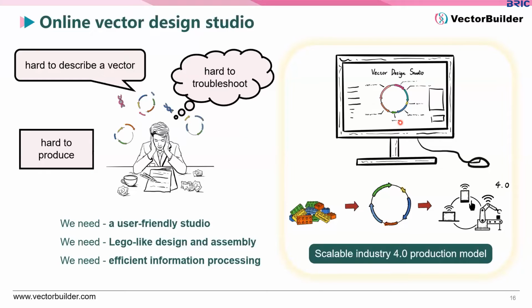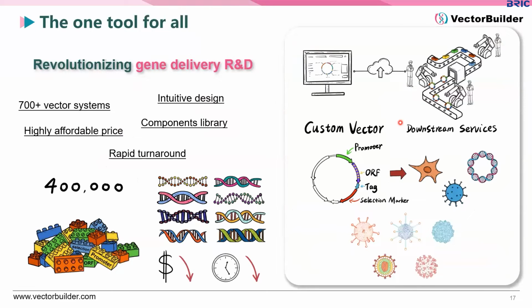And that is how we have built our vector design studio online that is available on our VectorBuilder website. It is also linked to our scalable Industry 4.0 production model, so that the information our customer designed or provided is quickly turned over to our manufacturing team. And then we can produce it and deliver in no time. So we want to make this studio like a one tool for all. We want to revolutionize the gene delivery R&D.